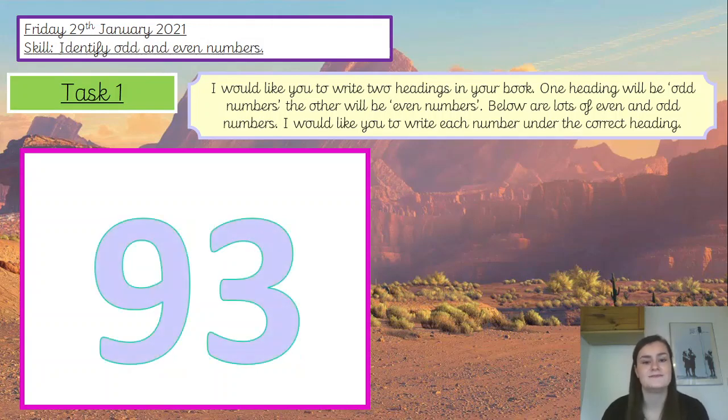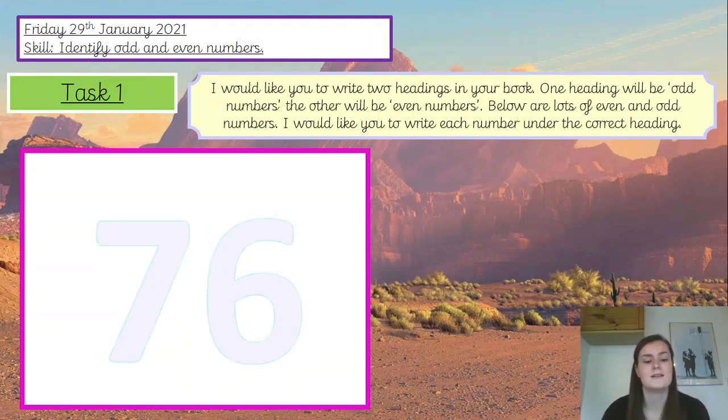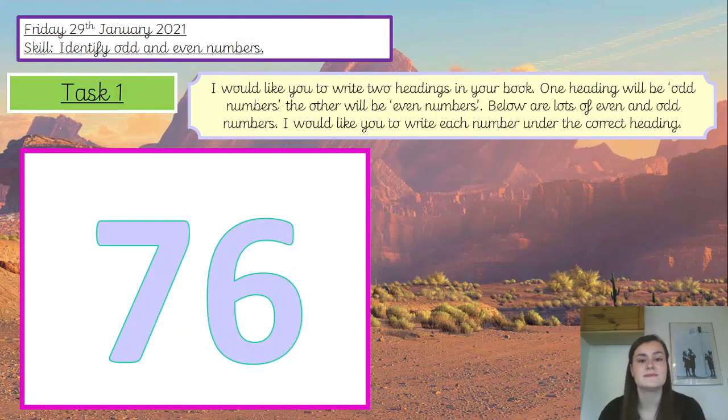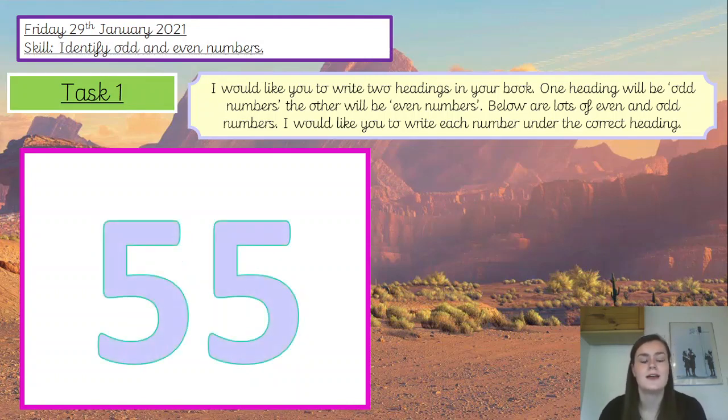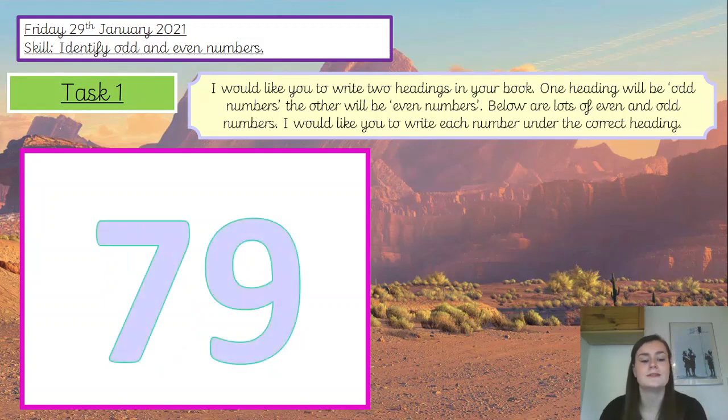93. So it ends in a 3, doesn't it? So it's definitely an odd number. Well done. 76. So 76 is an even number, isn't it? Because it ends in a 6, which we know is in our 2 times table. And 55. Where would that go? So that would go in the odd number, under the odd number subheading. Well done. 79.